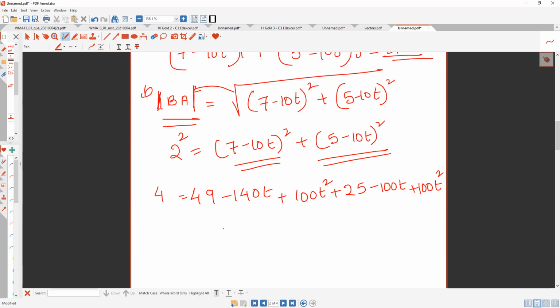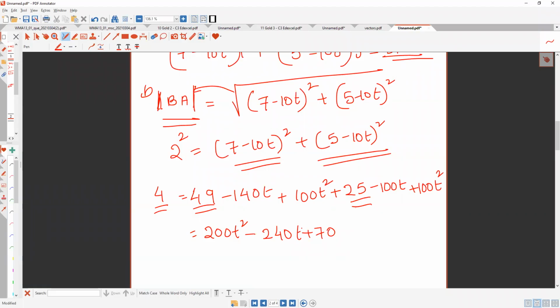100 plus 100 will give you 200t square. Bring the 4 on this side. So 49 minus 4 plus 25. How much is it? 49 minus 4 is 45, plus 25 is 70. So this is 70. I will write 70 somewhere over here. Then I have minus 140t minus 100t, that is minus 240t. Agree? All of you got the same thing?